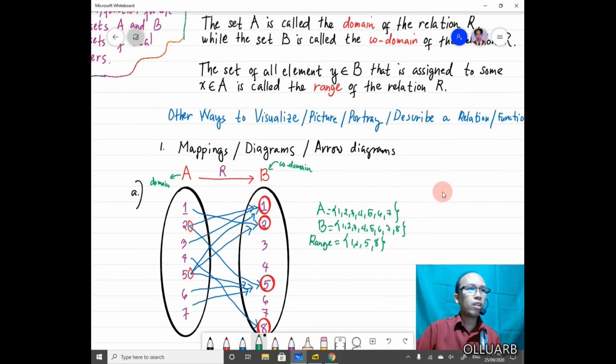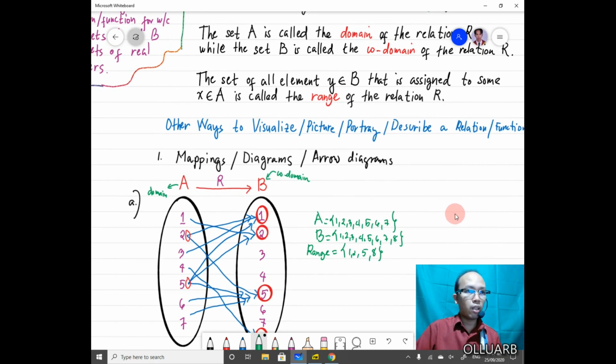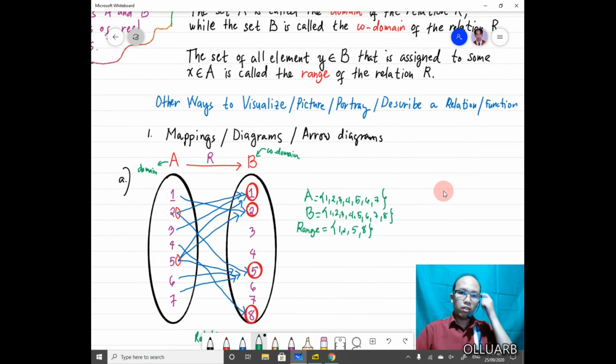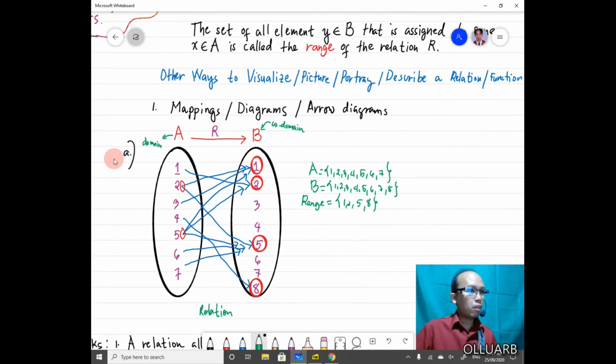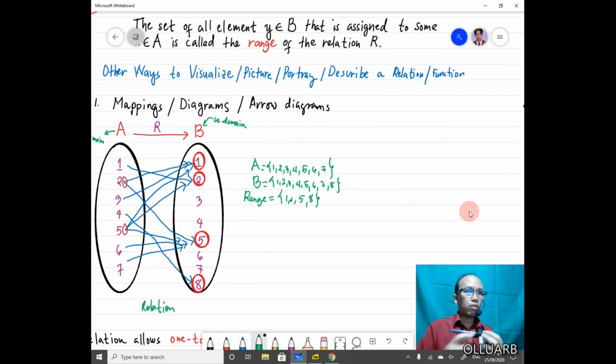So that's what we mean by a relation when you describe it using mappings, diagrams, or arrow diagrams. Now let's try again to visualize a relation, sub-letter B here, using a machine diagram. This is what we call a machine diagram.